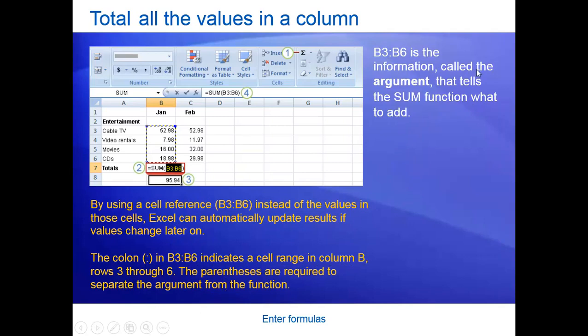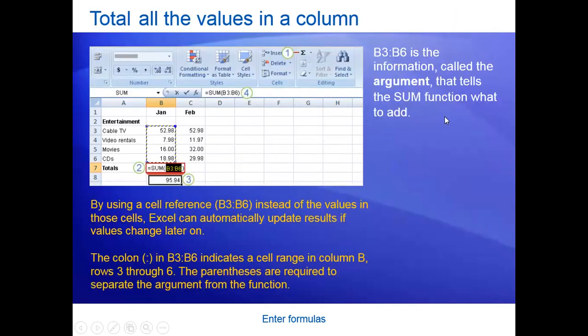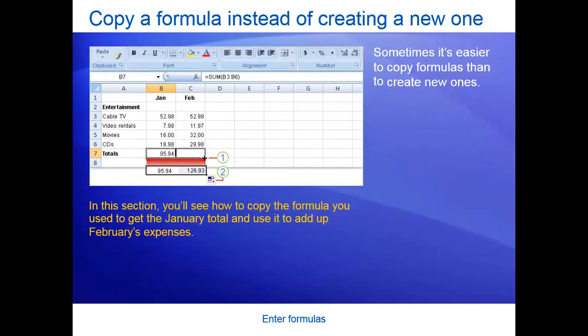Okay. So the B3 colon B6 is the information called the argument. Okay, that tells the sum function what to add. Yan. Sometimes it's easier to copy formulas than to create new ones. Okay, so how to copy a formula instead of creating new one.